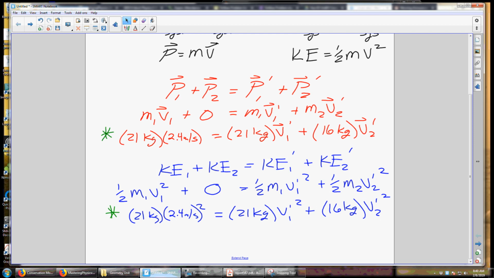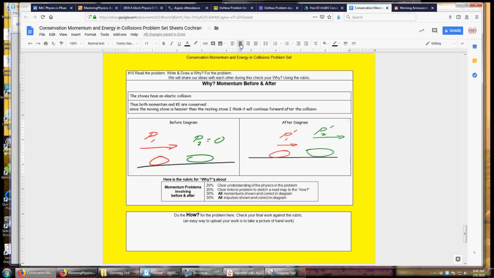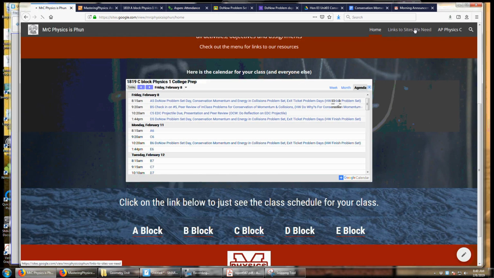Which one would I solve for V1 prime? Probably the red, because it wouldn't involve a square root. That's probably what I would do, if I was to do it by hand. But I'm going to use Wolfram to do it. So I should go, let's see, here to our links page.